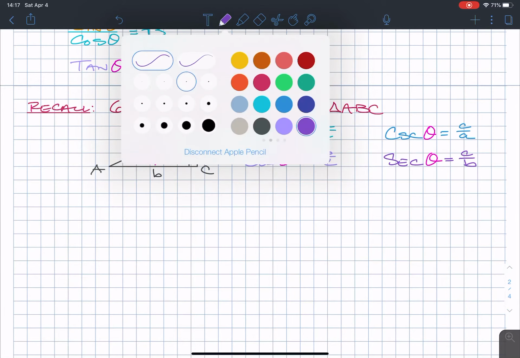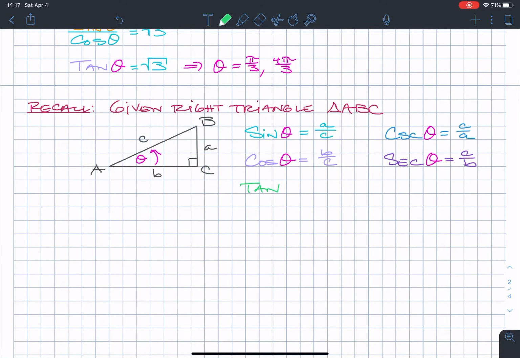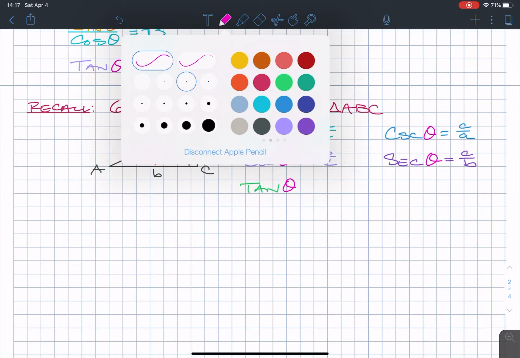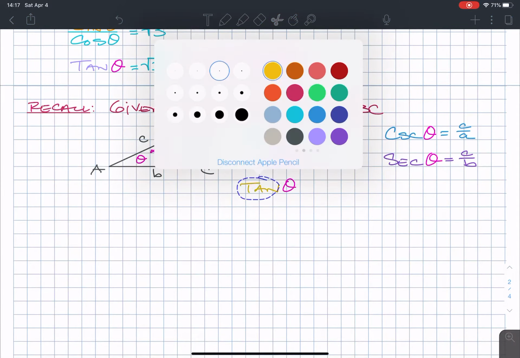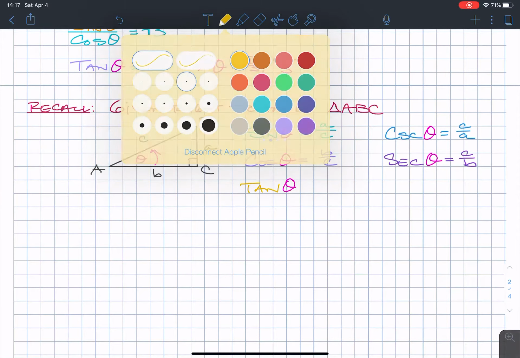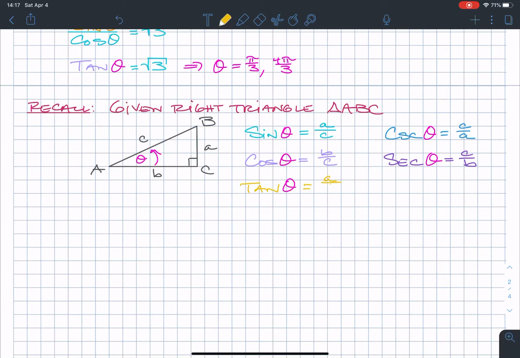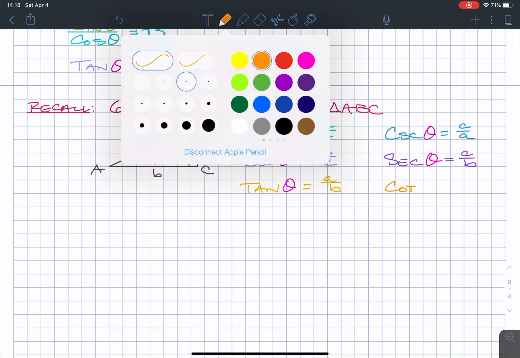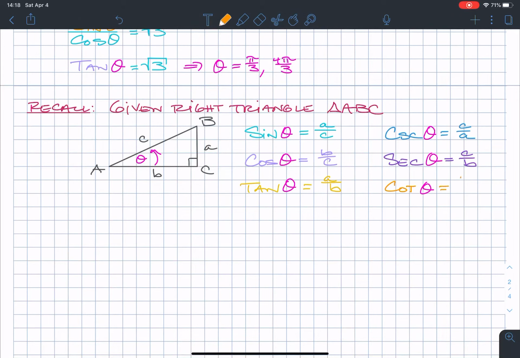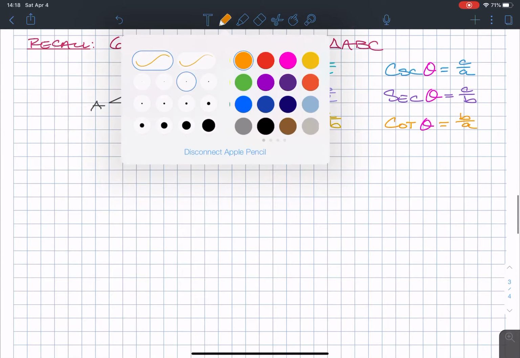And last but not least, we have the tangent of angle theta will be, actually instead of green, I'm going to make this orange, or yellow. How about yellow? So tangent of theta is going to be opposite over adjacent, A over B, which means the reciprocal cotangent of theta will be adjacent B over opposite A.